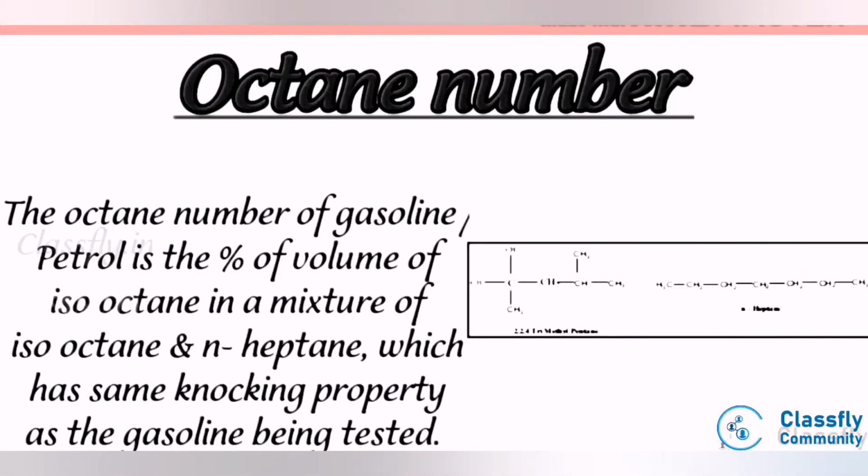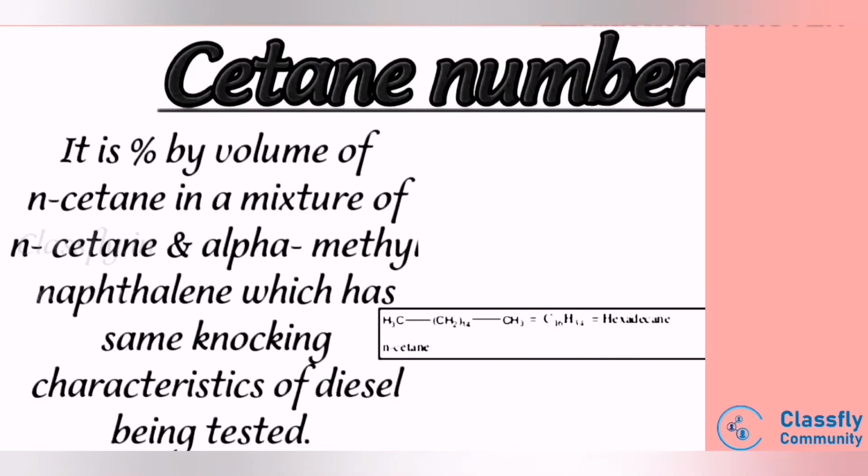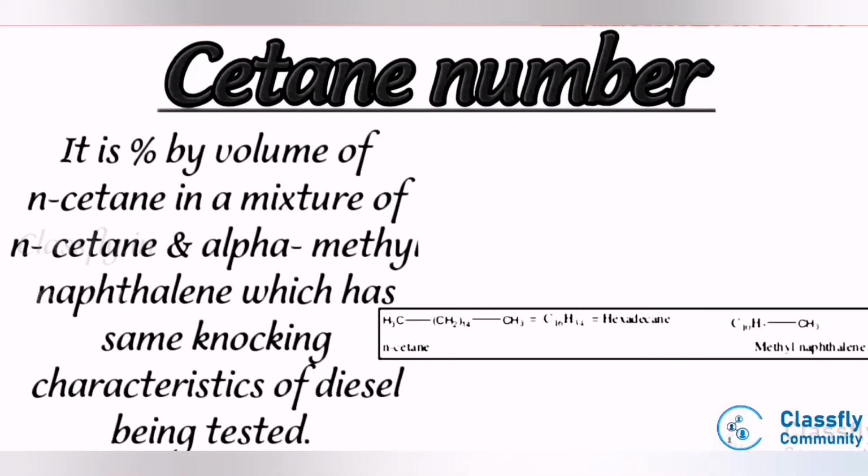The octane number of a gasoline or petrol is the percentage by volume of isooctane in a mixture of isooctane and n-heptane which has the same knocking property as the gasoline being tested. Cetane number is the percentage by volume of n-cetane in a mixture of n-cetane and alpha-methyl naphthalene which has the same knocking characteristics as the diesel being tested.